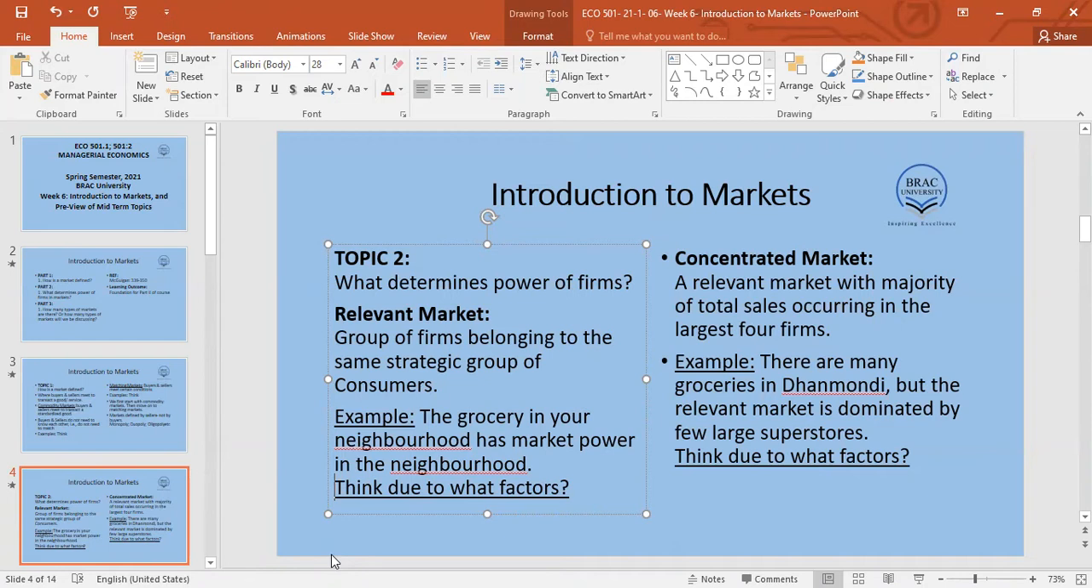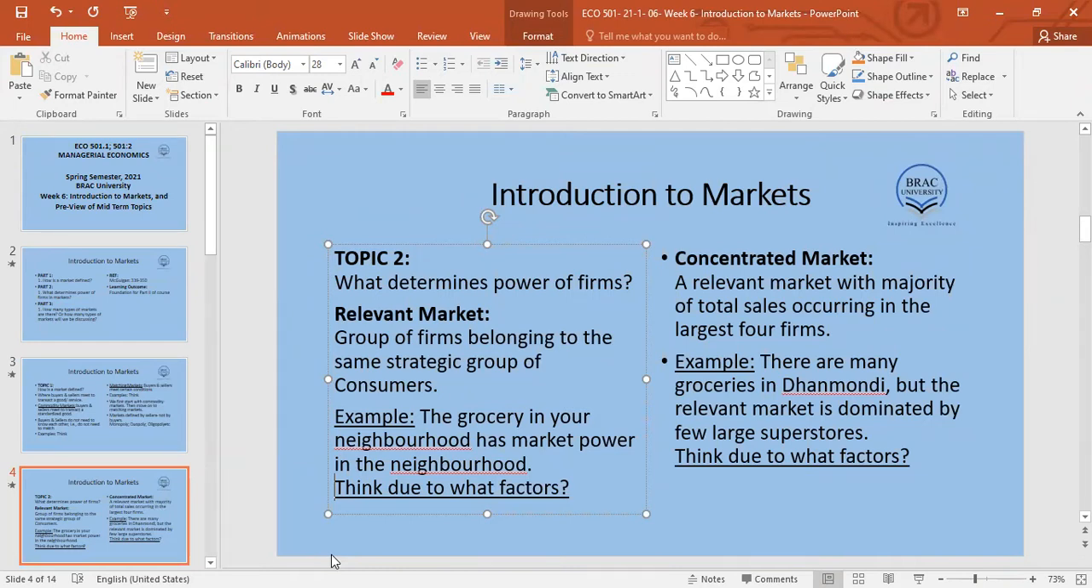Now, if I define the relevant market as Shat Masjid Road, what do we observe? At one end of Shat Masjid Road, you have Agora, a superstore. In the middle, you have Unimart. Roundabout road number 27, you have Meena Bazar. But apart from these three large superstores, are there other grocery shops in the Shat Masjid Road area? Yes, there are. Definitely. There are lots of grocery shops which enjoy a local monopoly due to geographical advantage within the neighborhood.